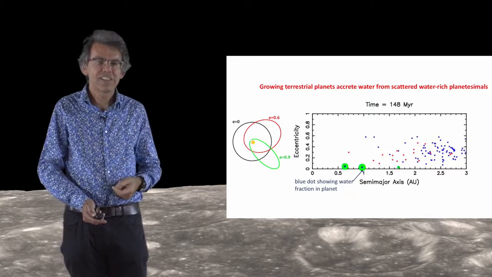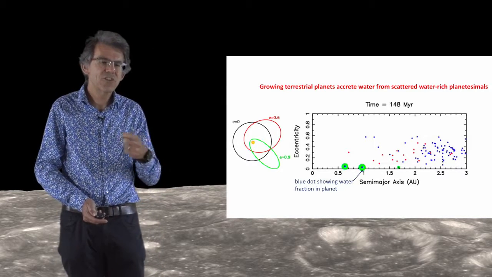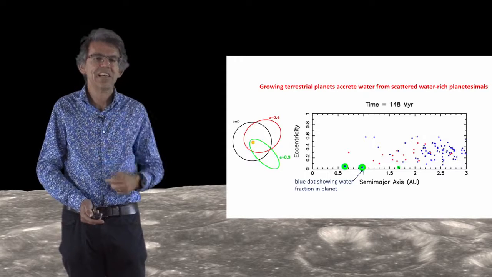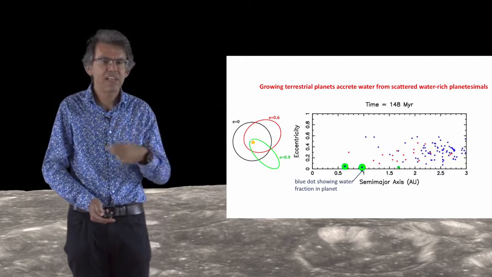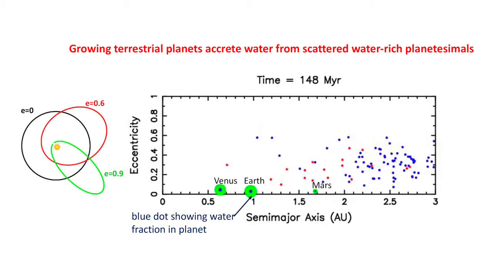And the blue dot at the center of each planet shows which fraction of the mass of the planet has been accreted from these water-rich planetesimals scattered in by Jupiter. And we see that not only the Earth, but every terrestrial planet should have accreted a comparable budget of water. And this water is accreted during the growth of the planet, not just at the end, once the planets were fully formed.